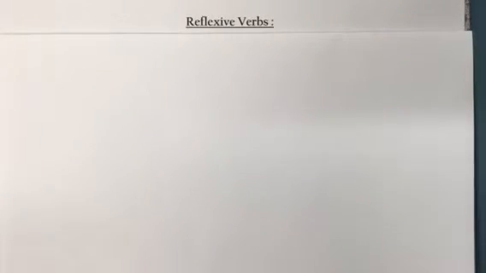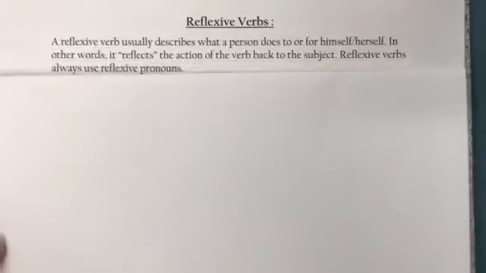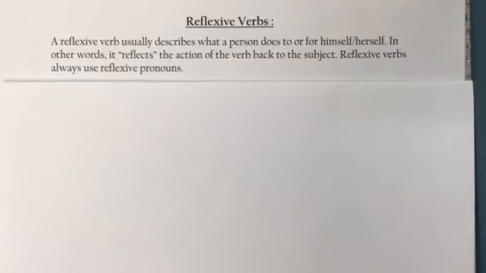In English, basically what a reflexive verb is, is how you're going to say, I get up in the morning, I brush my teeth, I comb my hair, things like that. So let's look at a definition first. Reflexive verbs usually describe what a person does to or for himself. So like I said, I'm brushing my teeth.